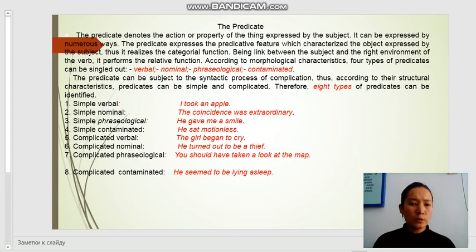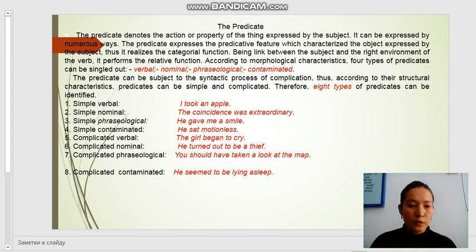The fifth one, complicated verbal. For example, the girl began to cry. A complicated verbal predicate in this sentence is began to cry, just two predicates. The sixth one, complicated nominal. He turned out to be a thief. And the seventh one, complicated phraseological. You should have taken it to get the map. So here, a complicated phraseological, we used have taken.